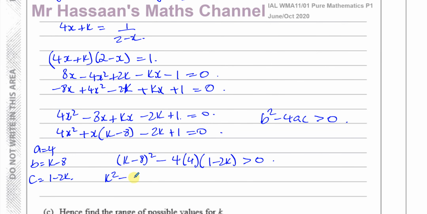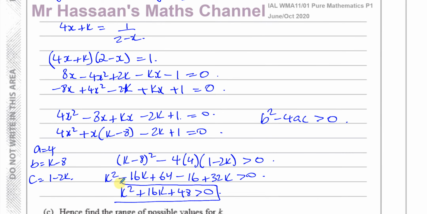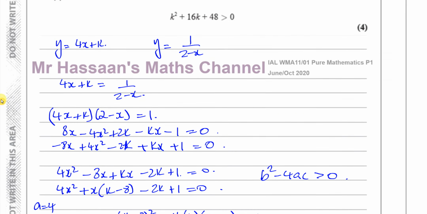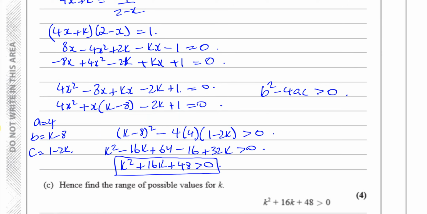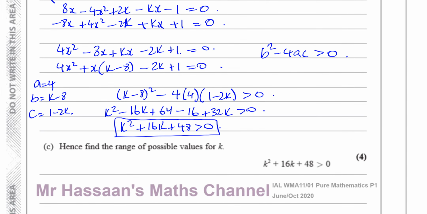Expanding, you get k squared minus 16k plus 64, and that's going to give you minus 16 times 1, which is minus 16, and minus 16 times minus 2k, which is plus 32k, is greater than 0. And we've got k squared, minus 16k plus 32k, which is plus 16k, and 64 minus 16, which is plus 48, is greater than 0. And that's, I think, exactly what we are asked to show: k squared plus 16k plus 48 is greater than 0. Yes, that's exactly what we had to show.